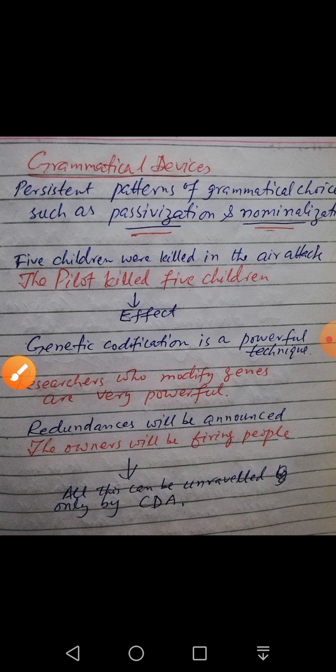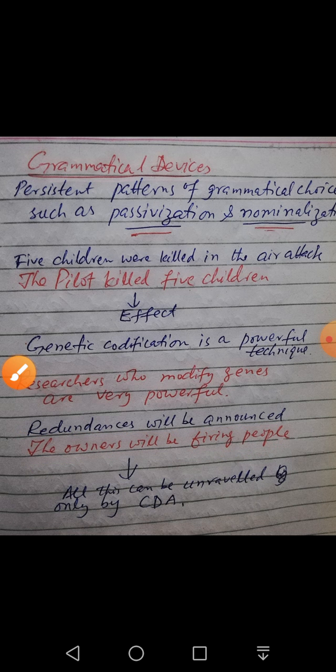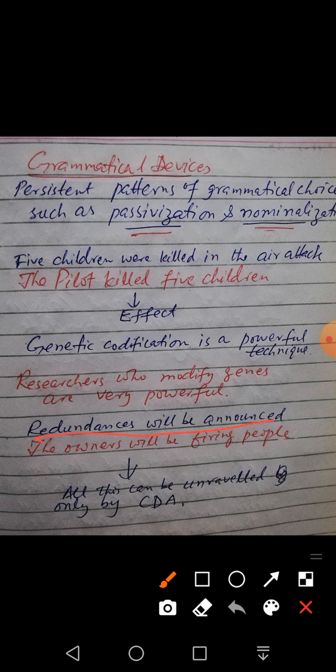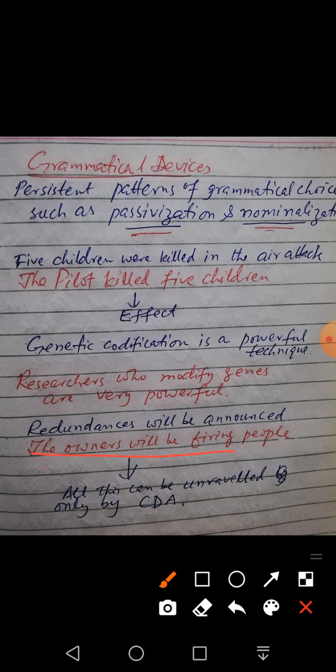Now here is another sentence: redundancies will be announced. The actual sentence is: the owners of a firm will be firing people. That is downsizing. If this sentence is used, there will be a lot of criticism. So in order to avoid this criticism, the phrase redundancies will be announced is used. See, first is passivization, that this is a passive sentence, and second is nominalization, this noun, so people may not be very harsh. If the straightforward sentence is used, the owners will be firing people, there will be a lot of criticism. So see the sinister use of language in this sentence.